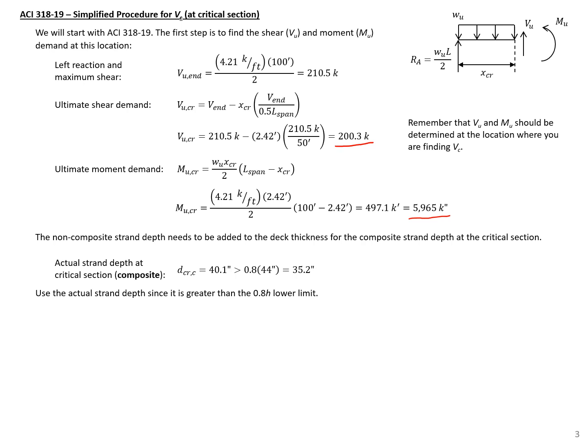We'll also need the depth of our strands of our composite section, and ACI says that the d that we use for our shear calculations for concrete and steel doesn't need to be less than 0.8 times the overall height. So here we have our actual d, 40.1, and we can see that this is greater than 0.8 times h, 35.2. So in this example, we're using the actual d for our shear calculations.